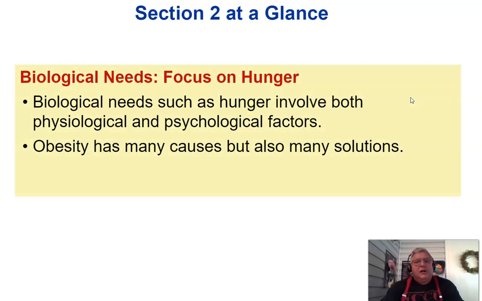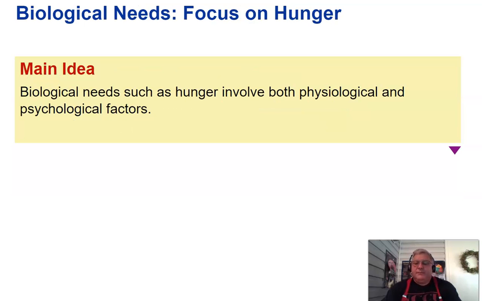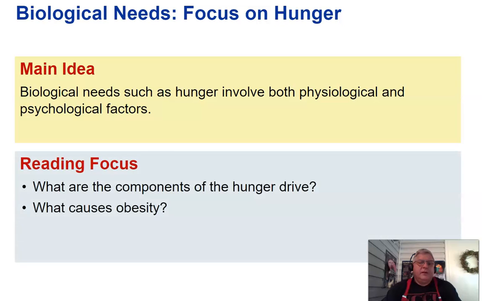Section 2, we're going to talk about biological needs that focus on hunger. Biological needs such as hunger involve both physiological and psychological factors. Obesity has many causes, but also has many solutions. The main idea: biological needs such as hunger involve both physiological and psychological factors. So in this section, you need to be able to answer what the components of the hunger drive are and what causes obesity.